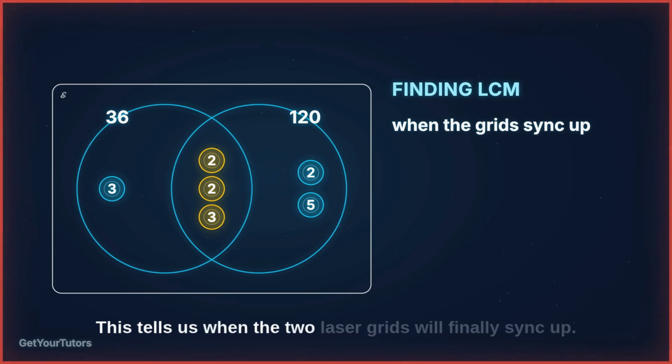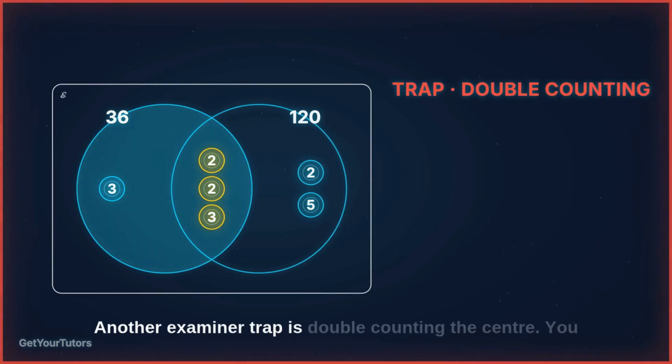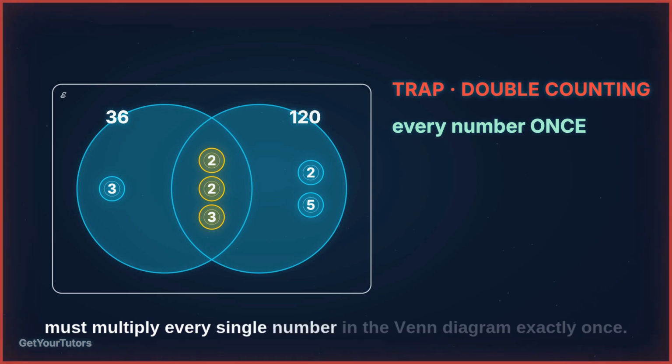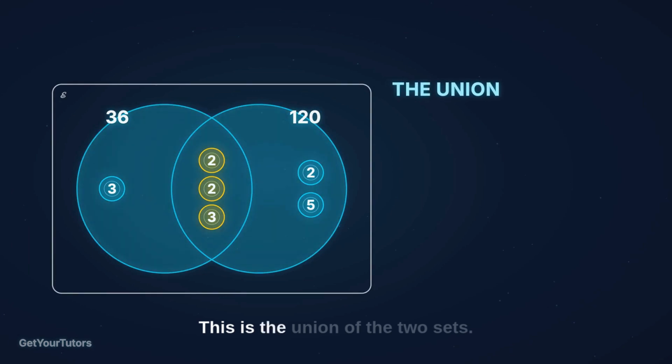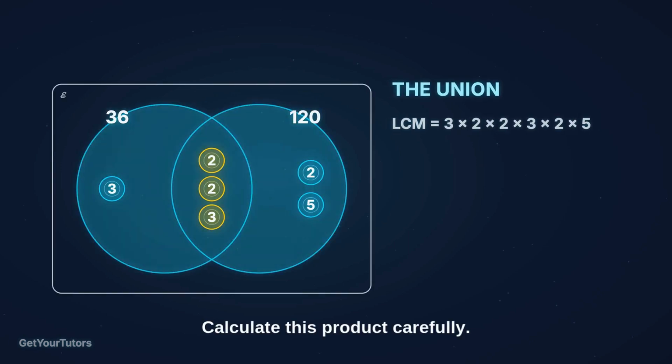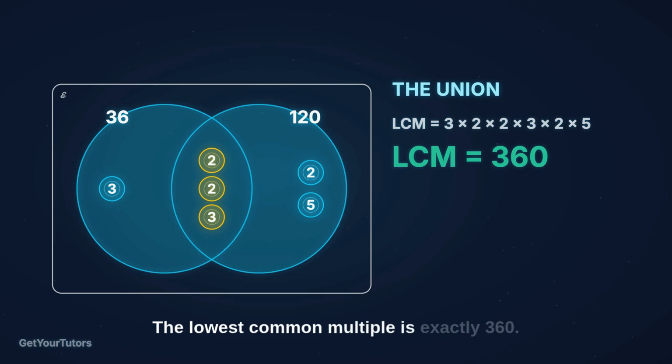This tells us when the two laser grids will finally sync up. Another examiner trap is double counting the center. You must multiply every single number in the Venn diagram exactly once. This is the union of the two sets. We multiply 3 by 2 by 2 by 3 by 2 by 5. Calculate this product carefully. The lowest common multiple is exactly 360. Our thief has the exact timing.